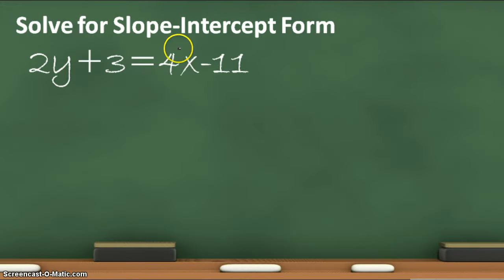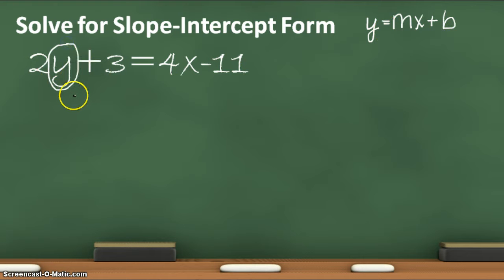So let's say you have the problem: solve for slope-intercept form, 2y plus 3 equals 4x minus 11. Remember that slope-intercept form is the form y equals mx plus b. So I want to get y all by itself.